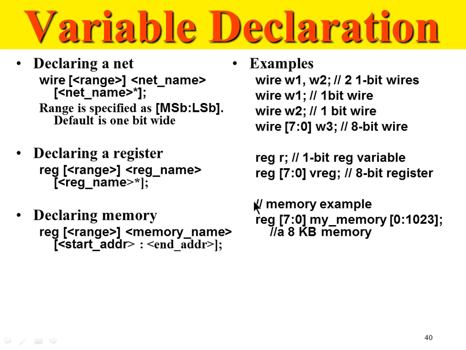Anything that starts with two forward slashes, from this point till the end of the line, is a comment in there. If it starts here, from this point to the end of the line is a comment.